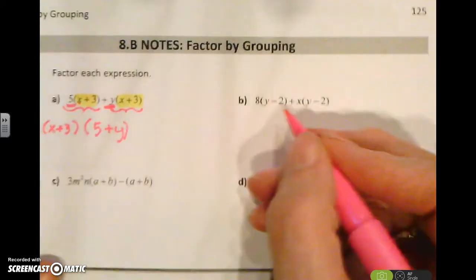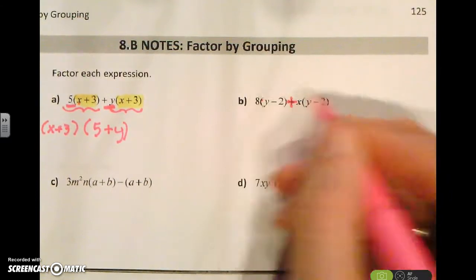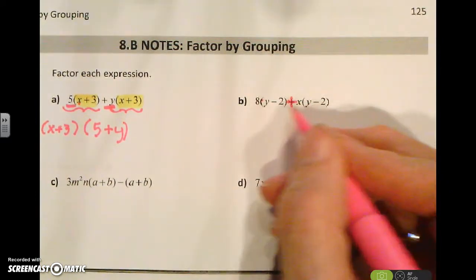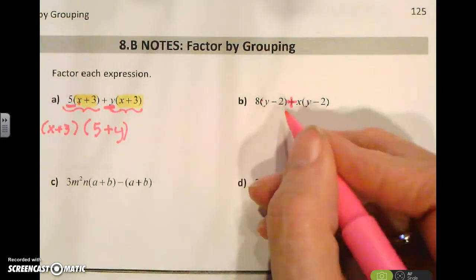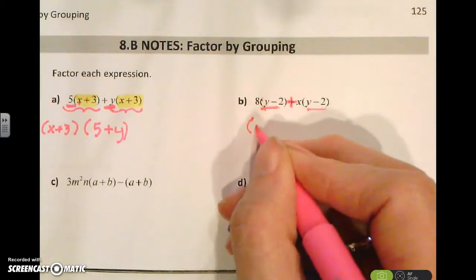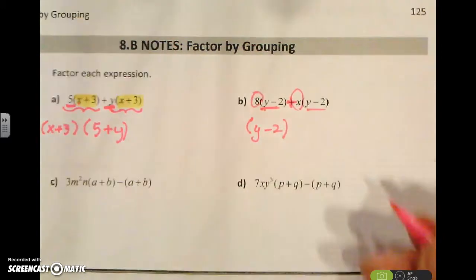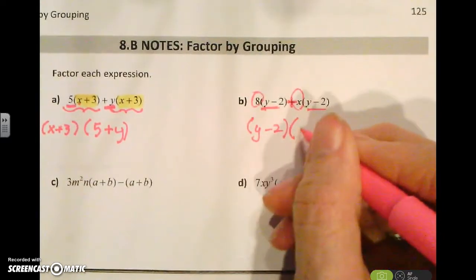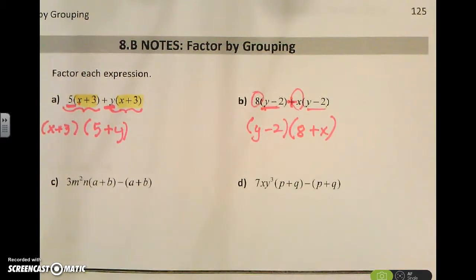All right, so let's look at the next one. The same situation. Here's my plus. It separates it into two different terms. The 8 is not in both of them, and the x is not in both of them. But this parenthesis, the y minus 2, is. So I'm going to factor out y minus 2, and I'm left with 8 plus x. So 8 plus x. You need those parentheses in there.